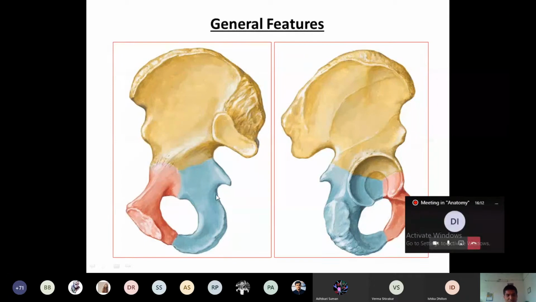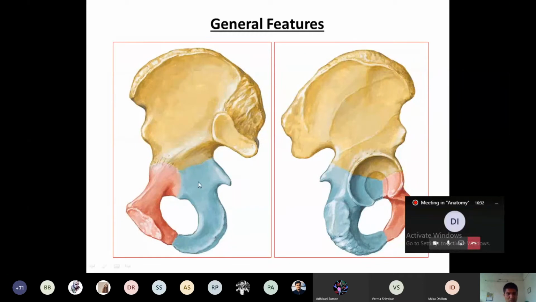And after tracing the lesser sciatic notch, it reaches the ischial tuberosity. This one is the ischial tuberosity, a very important part of the ischium. Here you can see this blue part is the ischium.